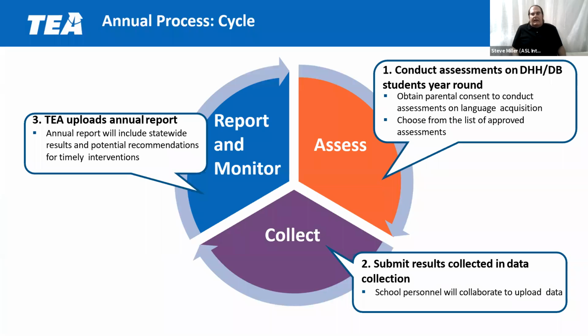This is really the same process, but it just looks a little bit different. Starting with the assessments that we get the parents' consent for, then we can go ahead and start the assessments. And we'll be collecting data to upload. And at the end, TEA will draft a report that will include statewide results, but not any specific student information, just general statewide results, and potential recommendations if we're starting to see that we need some interventions if necessary. Next slide.